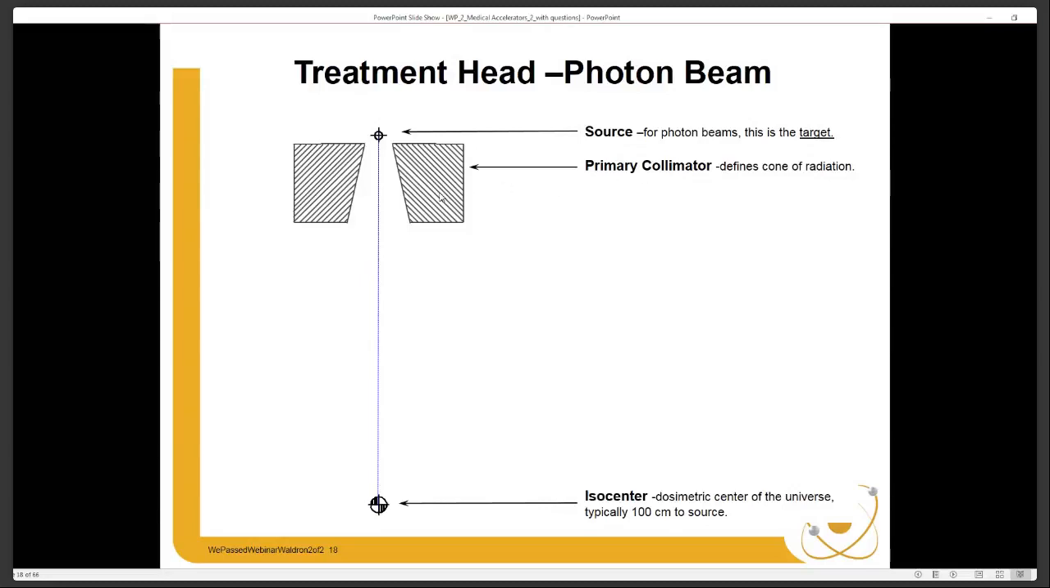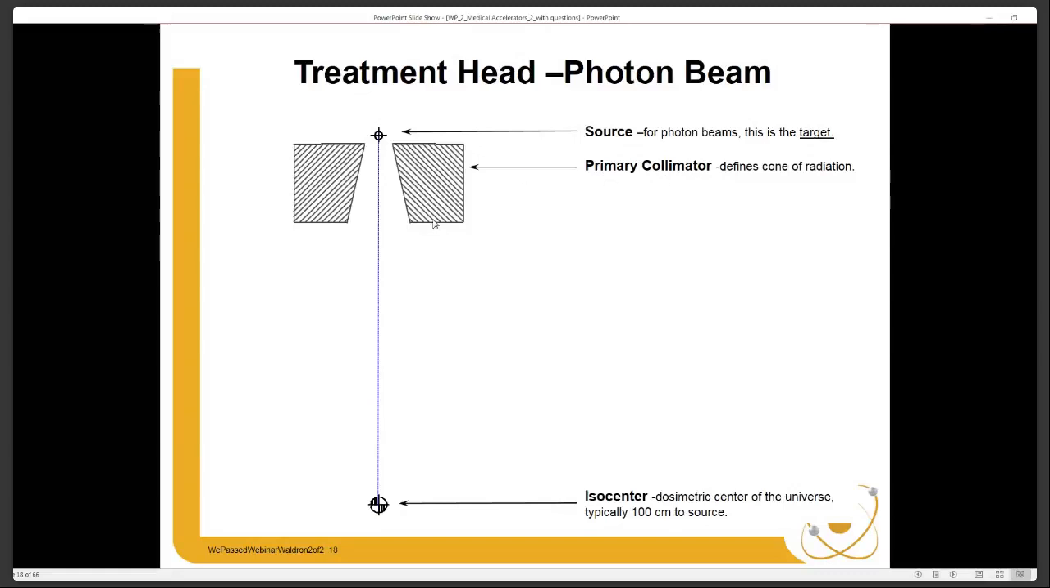So we need something to define the cone of radiation that's going to leave the machine, and this is what the primary collimator does. You can think of it as a large slab of high-density material. It needs to be high density because we're largely talking about a Compton interaction as a means of interaction, and high Z materials tend to be high density. And so this is generally something made of steel.